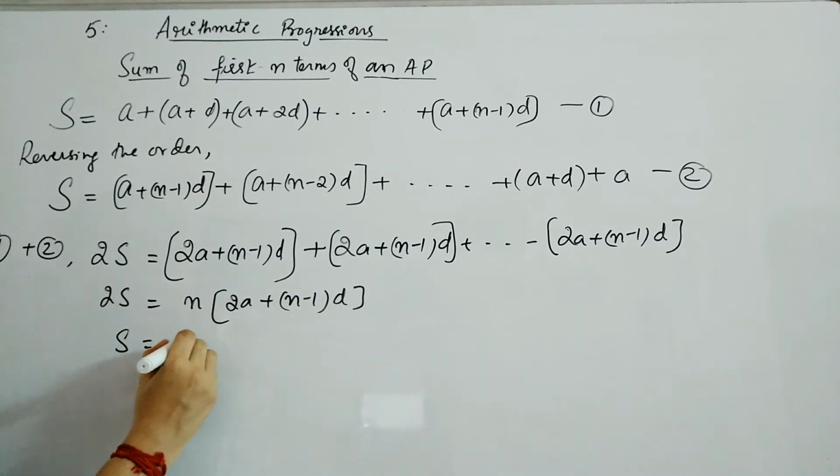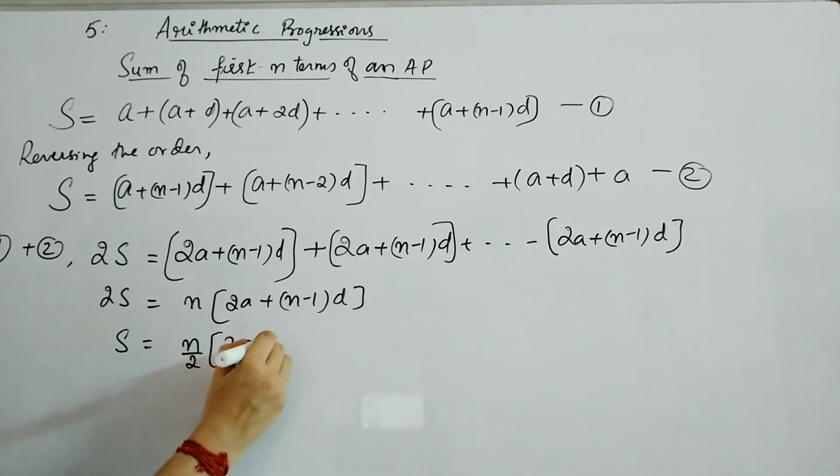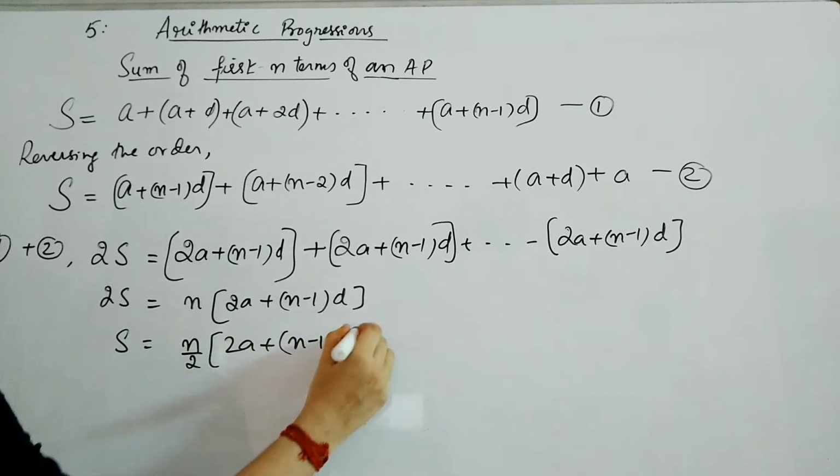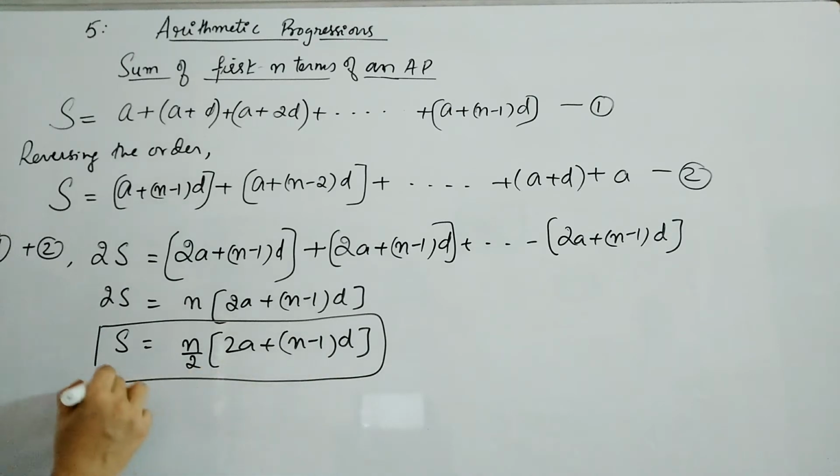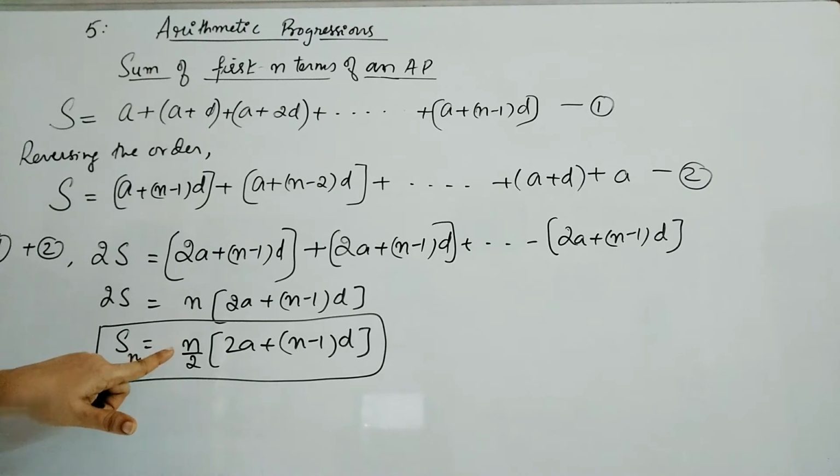So what is S equal to? It is n by 2 into 2A plus n minus 1 into D. And this is the formula for the sum of n terms of an AP. Since it is the sum of n terms, we notate the sum as S suffix n. Whatever number of terms you have to add will come here as the notation.